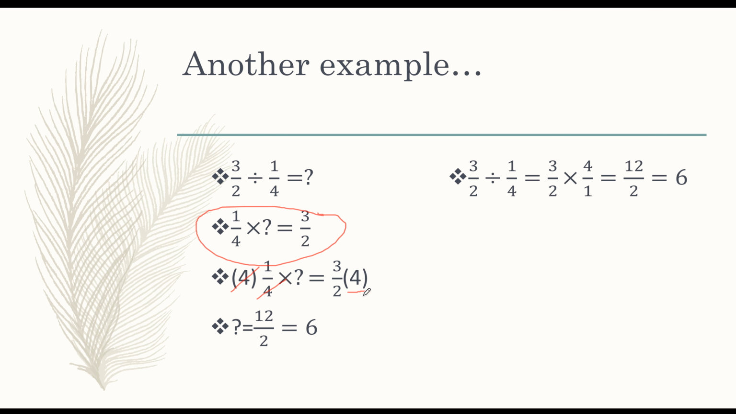Well, we do to a whole number, we put a 1 underneath. So that's 3 times 4 gives us 12. And then 2 times 1 gives us 2. We simplify that by dividing by 2. So that gives us 6. So over here is where I take the reciprocal. So 3/2 times the reciprocal of 1/4, which is 4/1, gives us 12/2, which is 6.